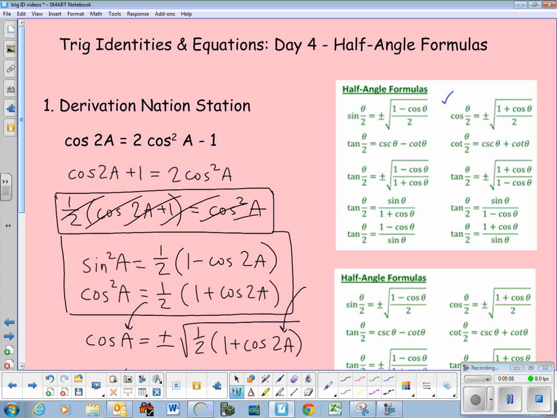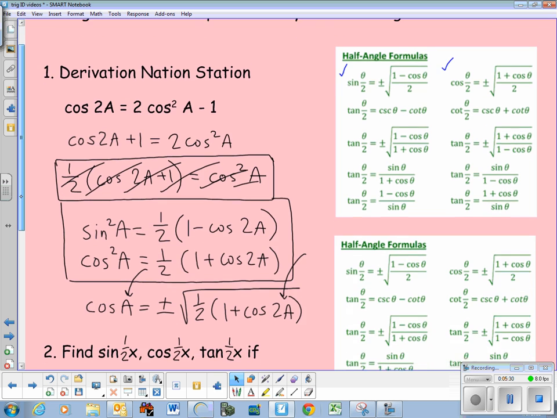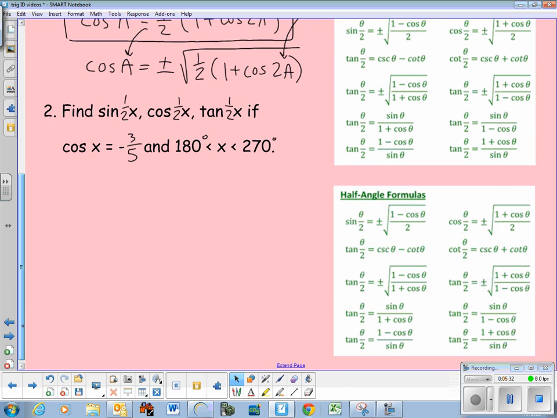We could do the same thing to get sine, and then the tangent, if you use sine and cosine together and put sine over cosine, you get tangent. And like I said, there's a bunch of different options for the tangent version, depending on what you know and what you need to know. So that's kind of where these half angles come from. Now let's use them to do a common style of question.